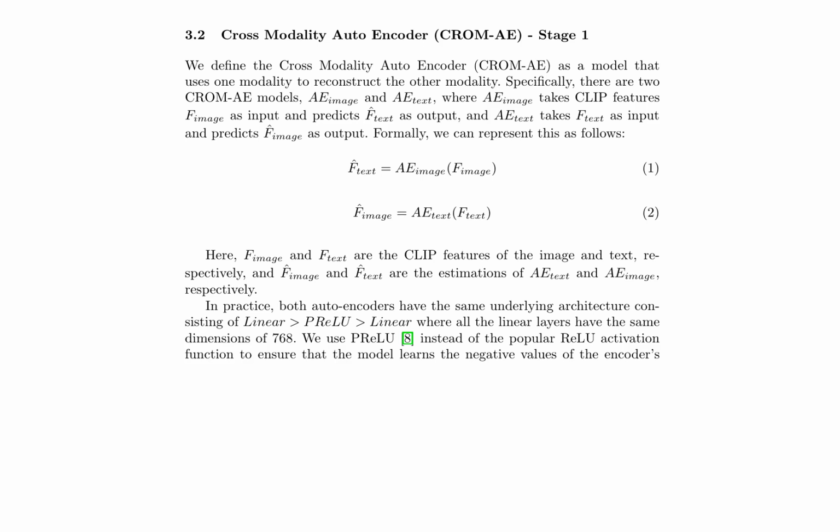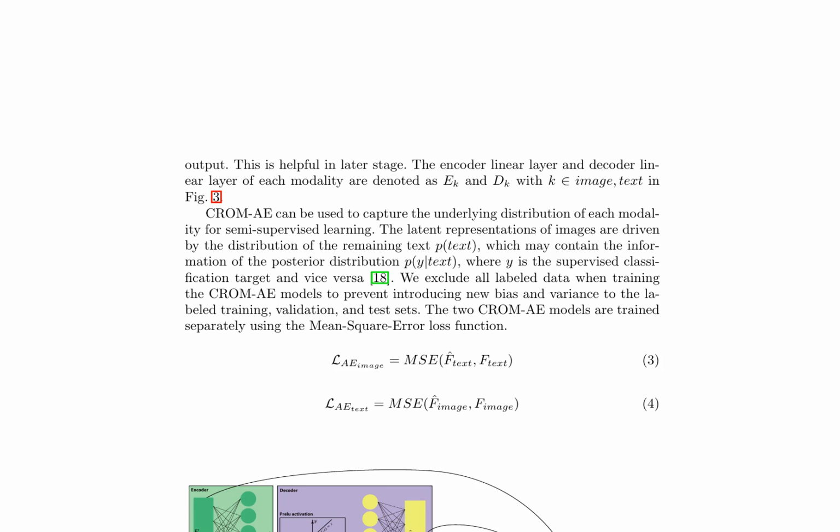Specifically, AE image takes CLIP features f_image as input and predicts f_text as output, while AE text takes f_text as input and predicts f_image as output. The autoencoders have the same underlying architecture, consisting of linear, PReLU, linear layers, where all linear layers have the same dimensions of 768. PReLU activation is used to ensure the model learns the negative values of the encoder's output.